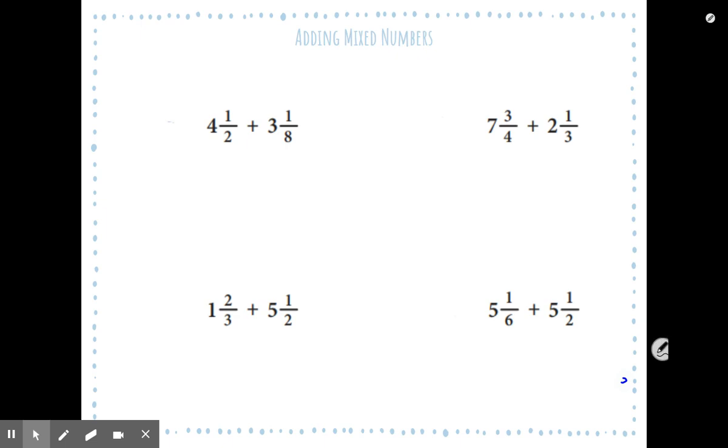What you're going to do then is, if you're like me, I like to go from top to bottom when I'm thinking math. Sometimes I like to go side to side, but with fractions, I like to go this way. So I have 4 1/2, and I'm adding to it 3 1/8.